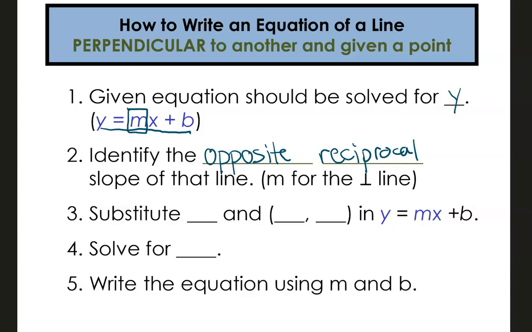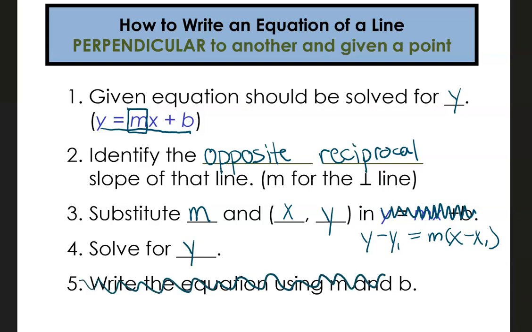So once we know that opposite reciprocal slope, then we can substitute that m value, our slope, into an equation along with an x and y that we're given in the problem. But instead of substituting it into the slope-intercept equation, we're going to substitute it into the point-slope formula, which is y minus y1 is equal to m times x minus x1. From here, we will solve the equation for y, and then we'll actually be done. We don't have to do this last step since we switched to using this formula.